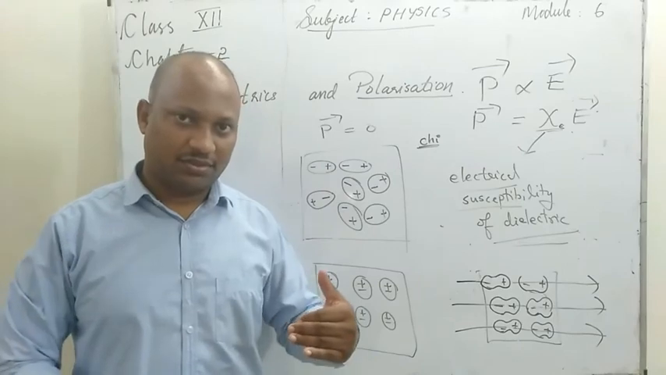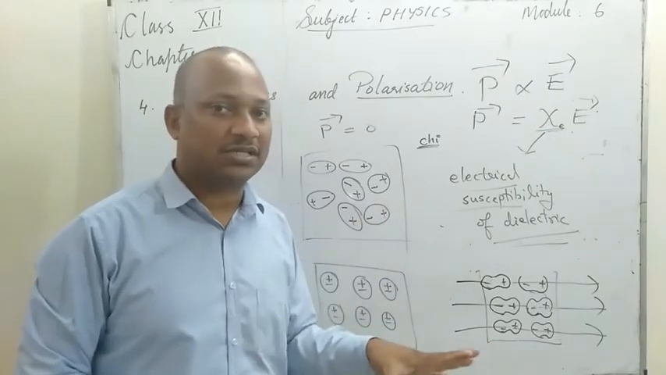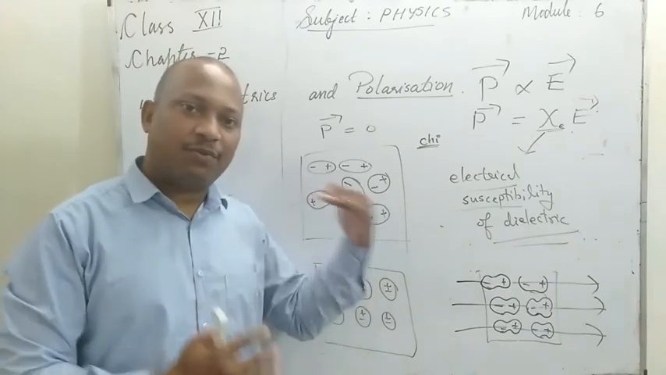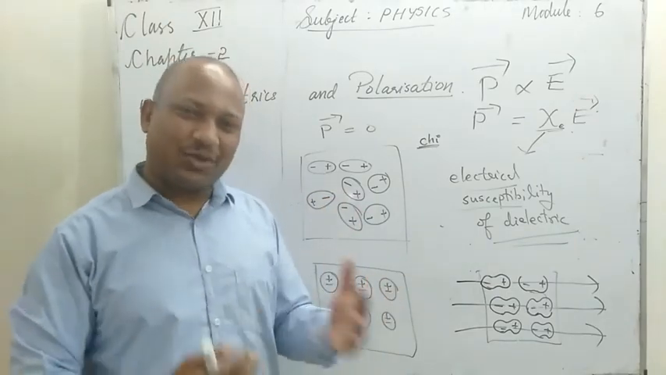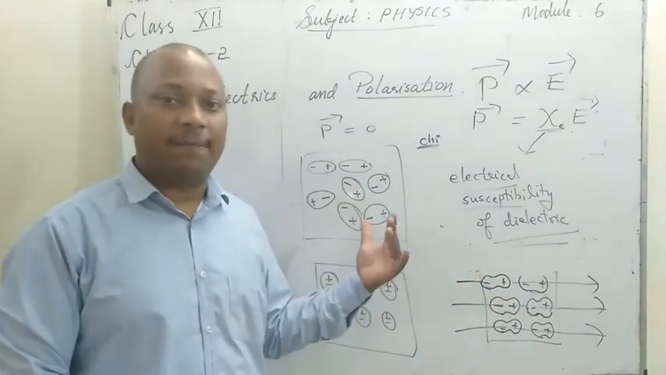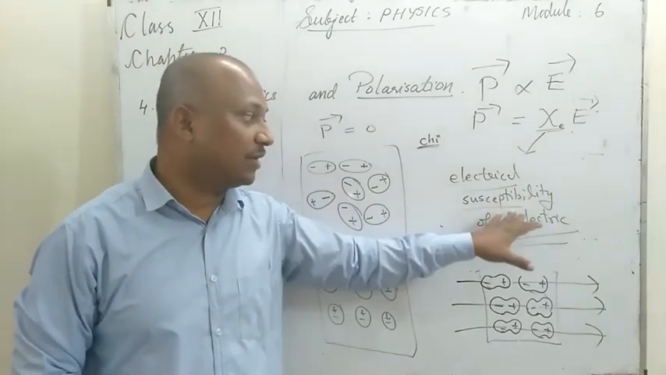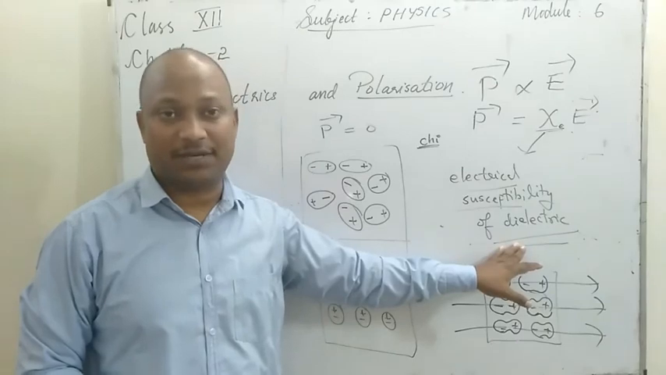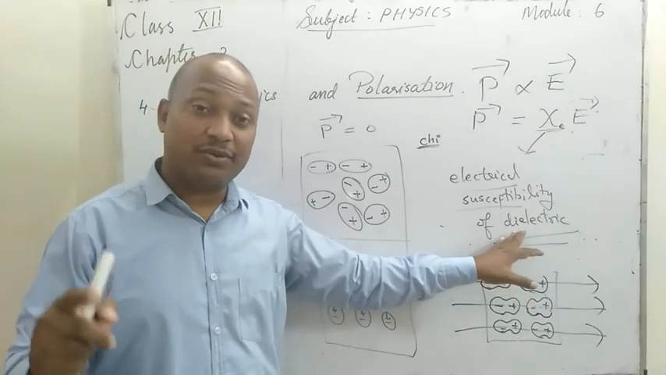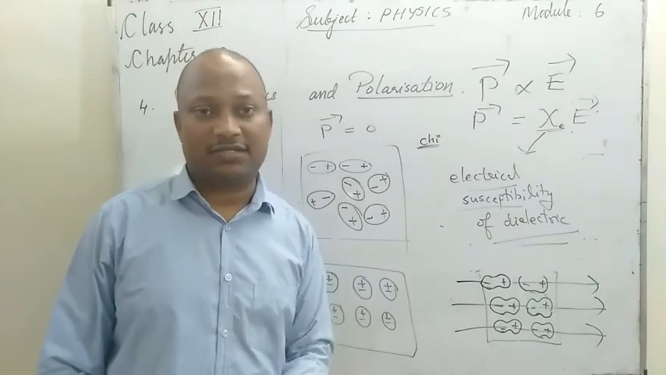How is the dielectric responding towards the external electric field? Is it ready to arrange all its dipoles? Is it not ready? It is arranging only a few dipoles. So it is the ability of the medium to respond towards an external electric field. That is susceptibility, electrical susceptibility of the dielectric medium. So it is not electrical permittivity, it is the ability to respond towards an external electric field.